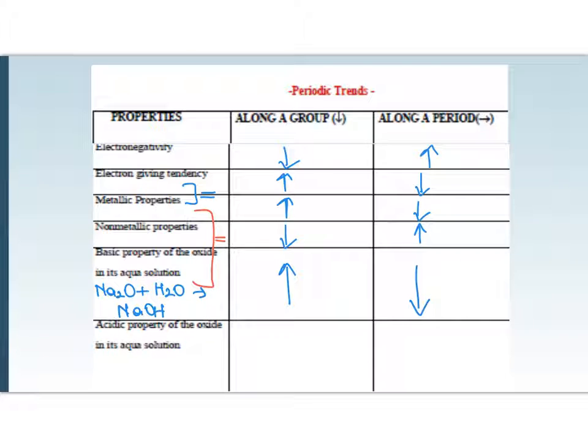Now comes the acidic property. Acidic property is just the same as nonmetallic property. For example, if you have sulfur trioxide gas, when you dissolve it in water, you produce the oil of vitriol, hydrogen sulfate. So this means that nonmetal oxides show acidic property. So they are going to be the same as this nonmetallic property here, and decrease when you go along a group and increase when you go along a period.